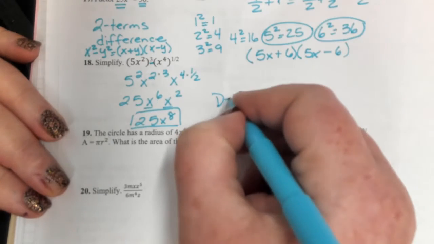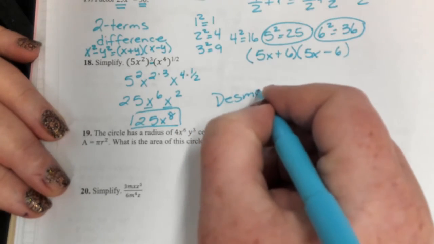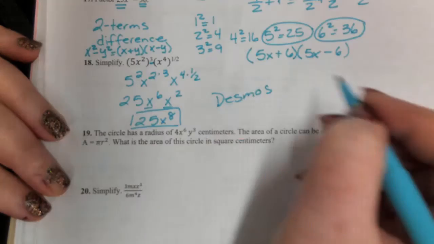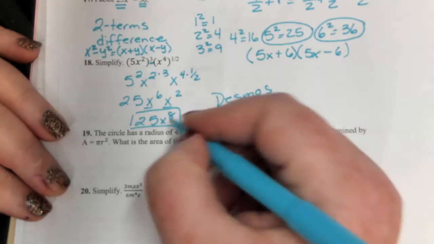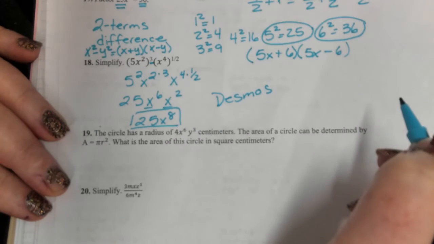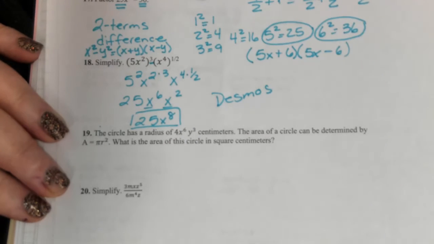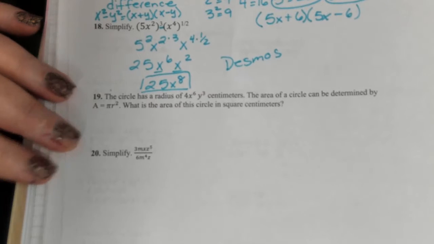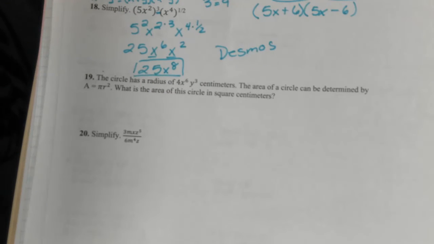This one can be done in Desmos. It's a single variable, so you'll enter that in exactly as it appears. You'll have some answer choices. You'll enter them in, and you'll see one that's going to match up, which will be your correct answer. I'm going to go ahead and do 19 because it's along the same lines.